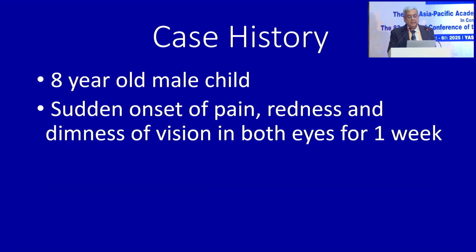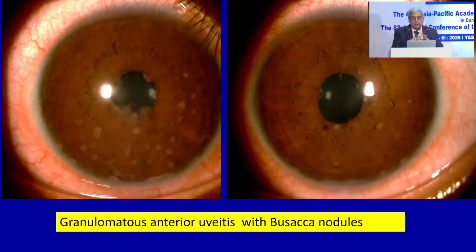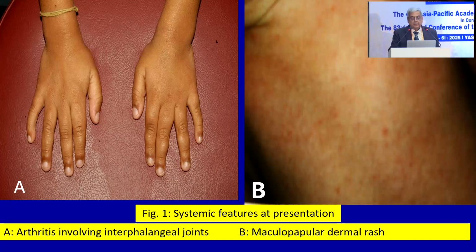This is an 8-year-old male child, sudden onset of pain, redness and dimness of vision in both eyes for 1 week. This patient had granulomatous anterior uveitis with Busacca nodules. In addition, the patient had arthritis involving interphalangeal joints and a maculopapular dermal rash.